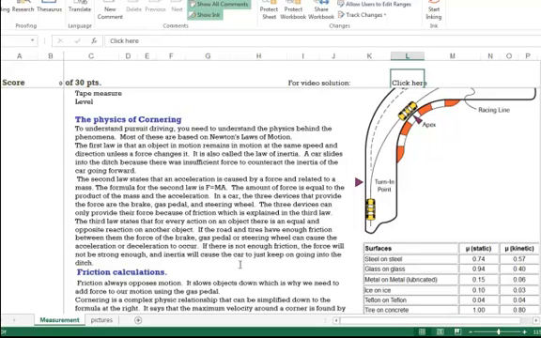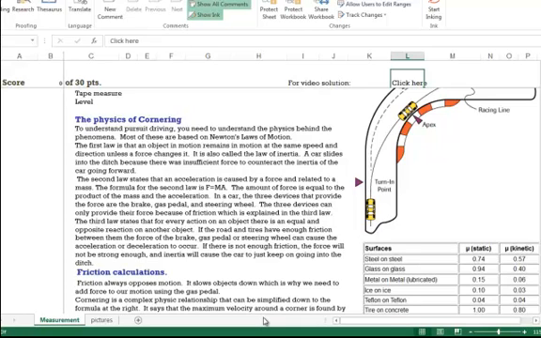The first law is that an object remains in motion at the same speed and direction unless a force changes it. It is also called the law of inertia. So a car slides into the ditch because there was insufficient force to counteract the inertia of the car going forward. The second law states that acceleration is caused by a force and related to the mass. The formula for the second law is force is mass times acceleration. The amount of force is equal to the product of the mass and the acceleration.